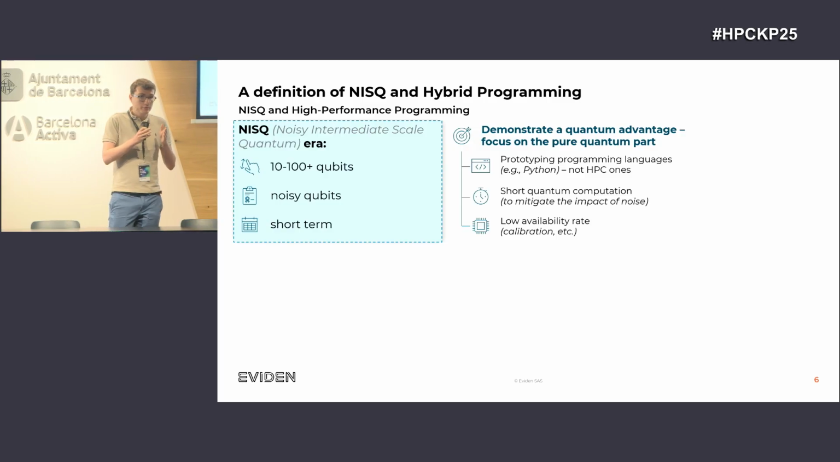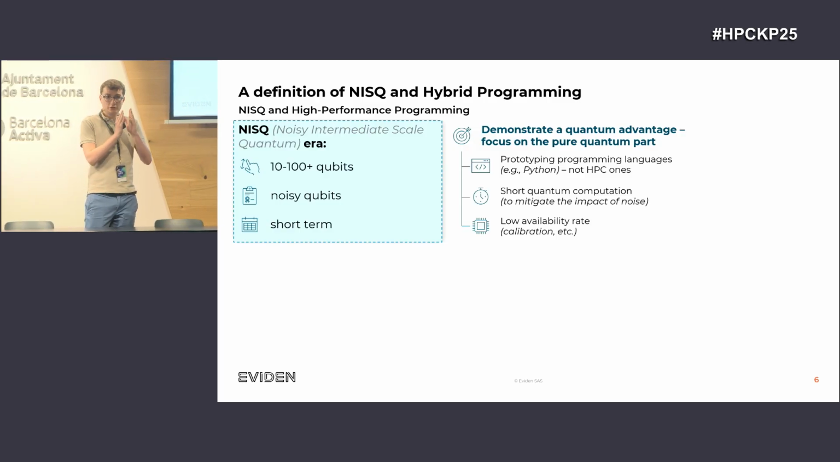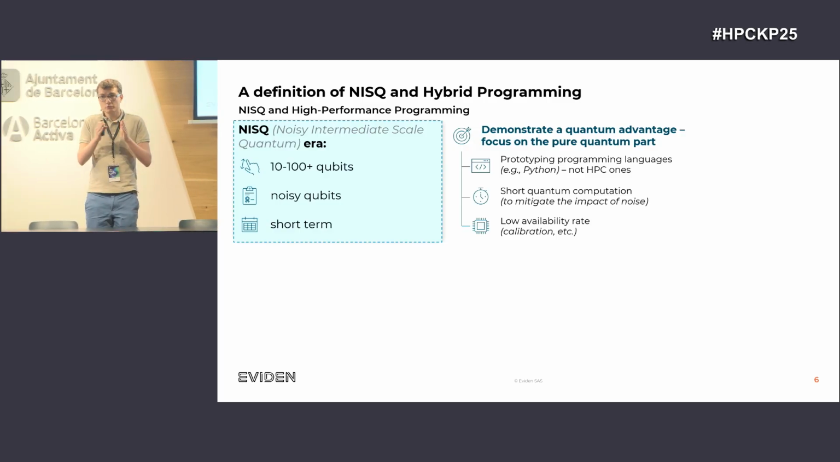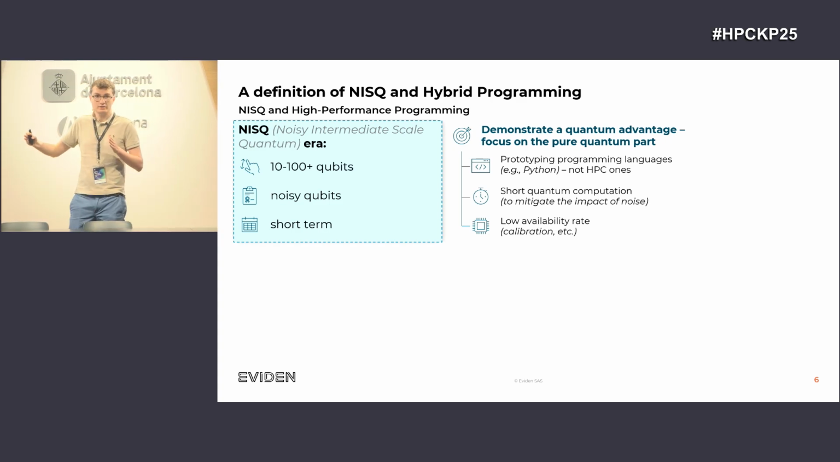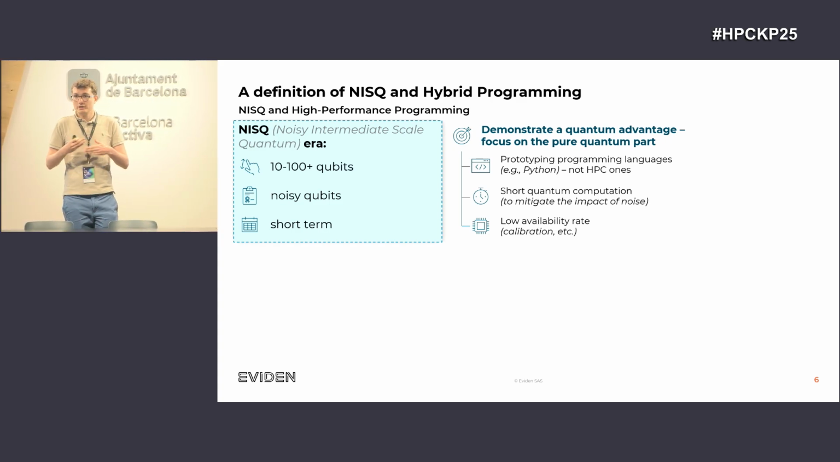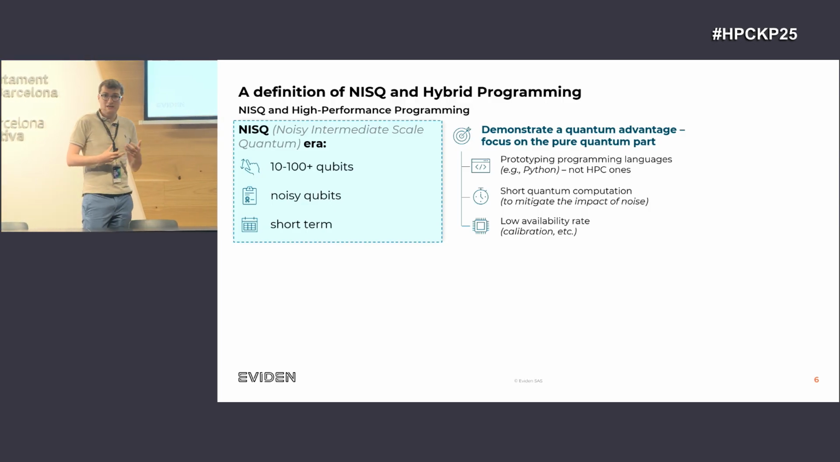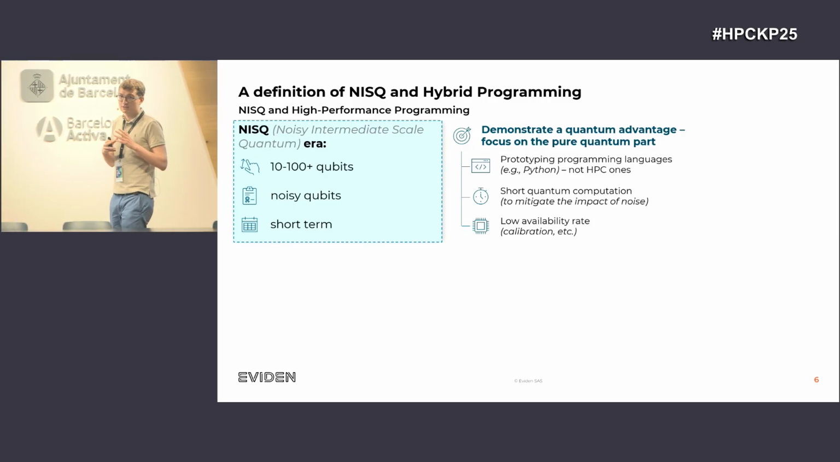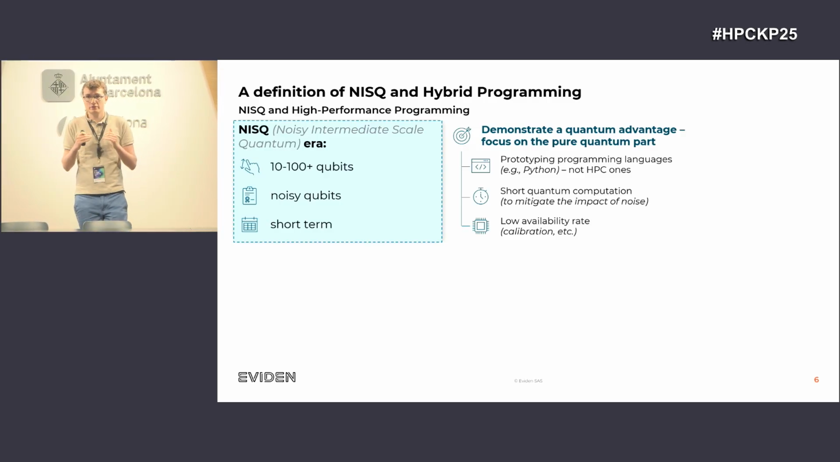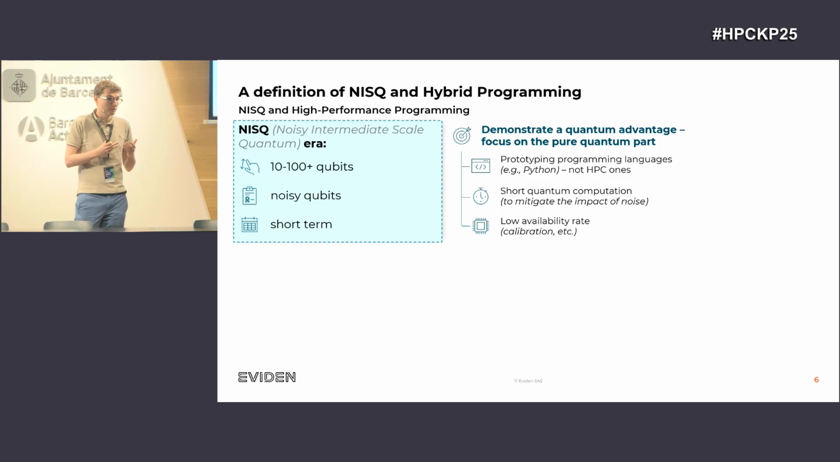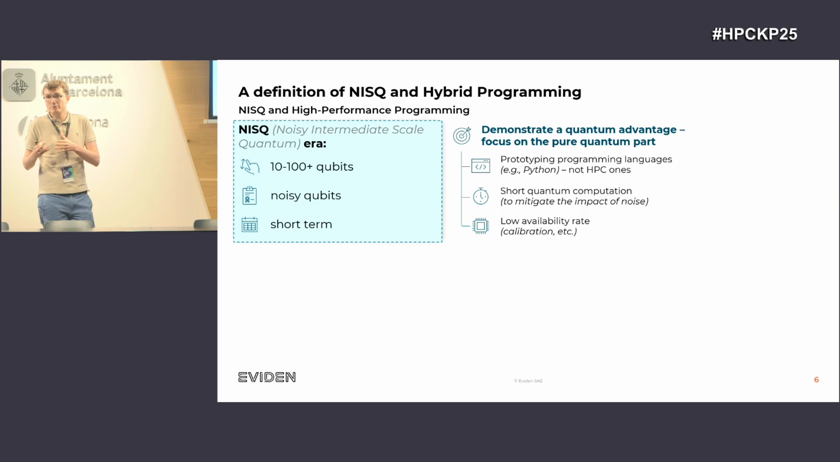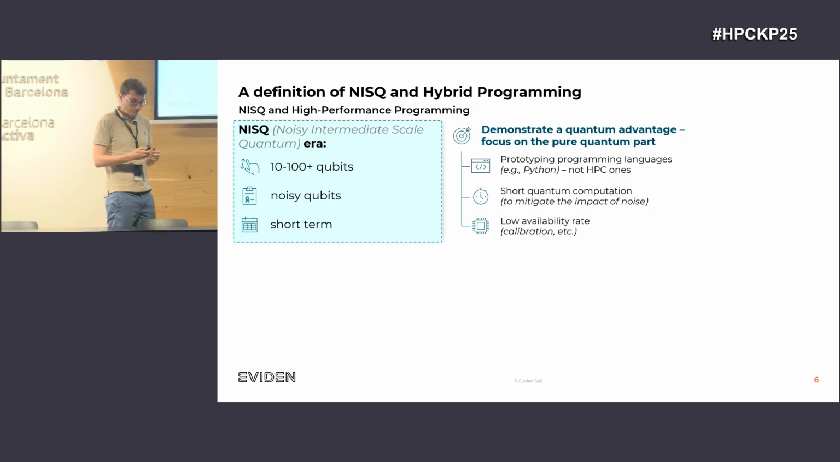Because the QPUs are noisy, we will try to perform very short computations. We don't want a computation that lasts in time, because due to the noise phenomena, it will destroy the computation. Also, there is a low availability rate of the hardware, because the QPUs are noisy, and to mitigate the noise, we have to do a lot of calibration and remove the QPU from the HPC cluster. So it's a device that is not always available for the users.